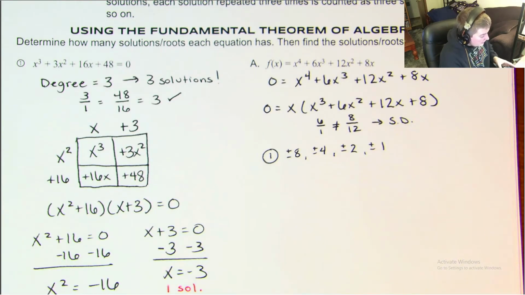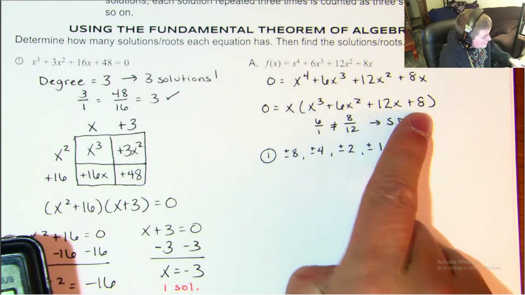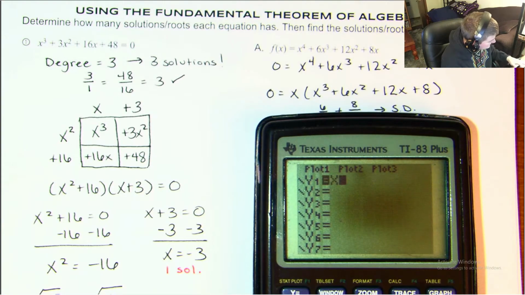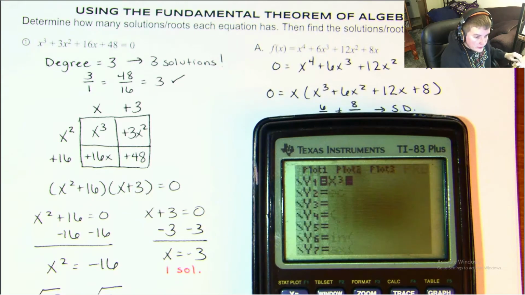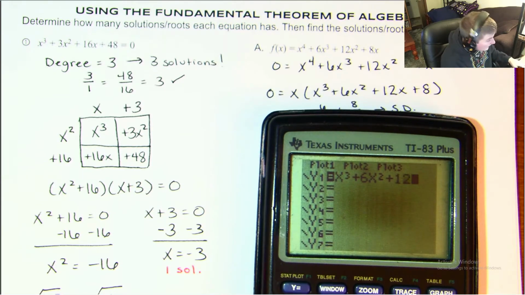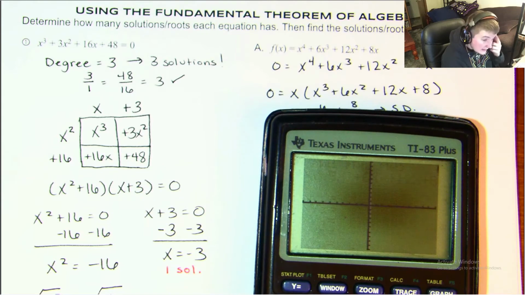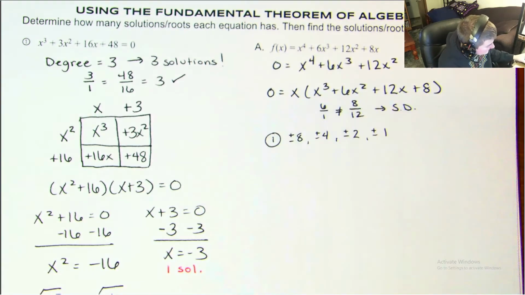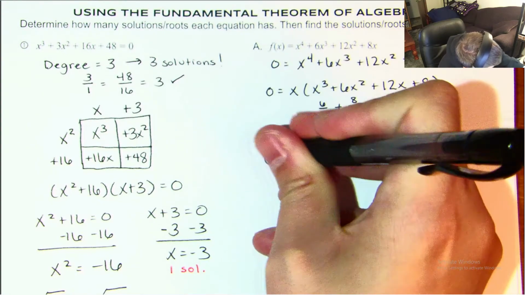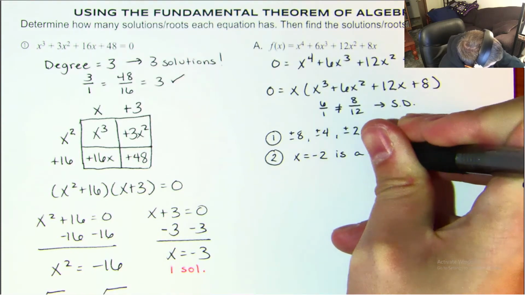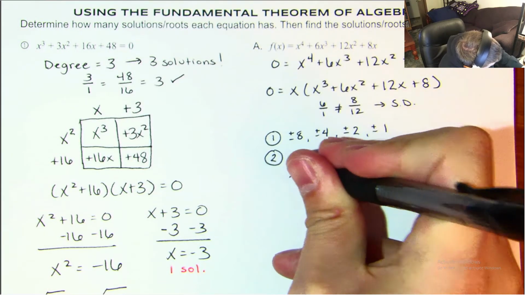Okay, so we're going to go ahead and get our calculator out, and we're going to write this equation into the y equals. So we are going to go ahead and get x to the third plus 6x squared plus 12x plus 8. And we're going to graph that. Okay, looks like probably negative 2. Okay, so we think x equals negative 2 is a root. Therefore, I believe that x plus 2 is a factor.